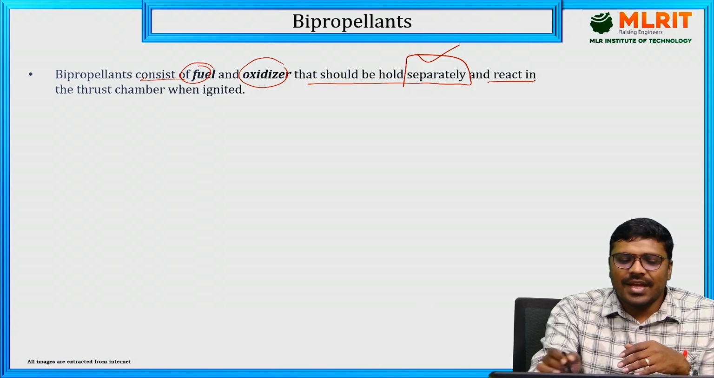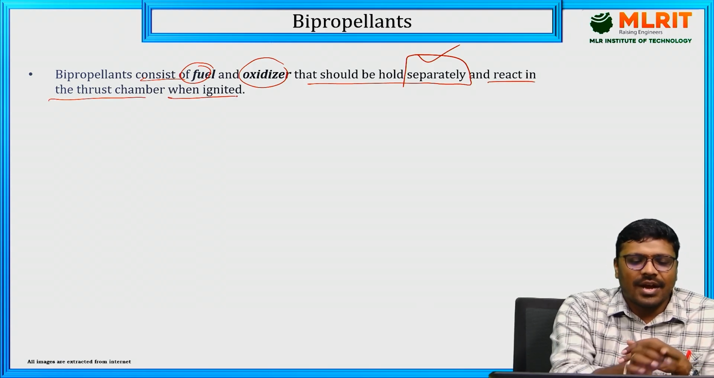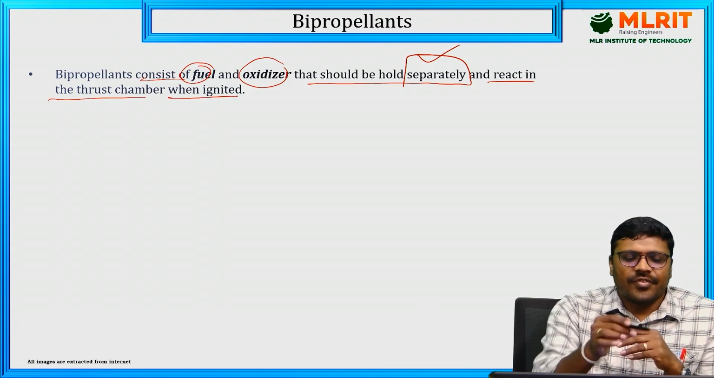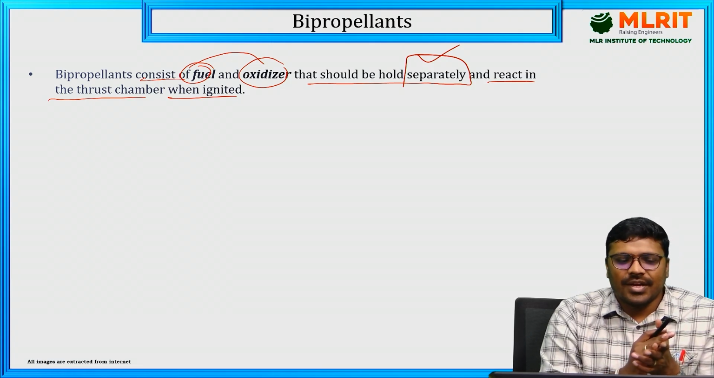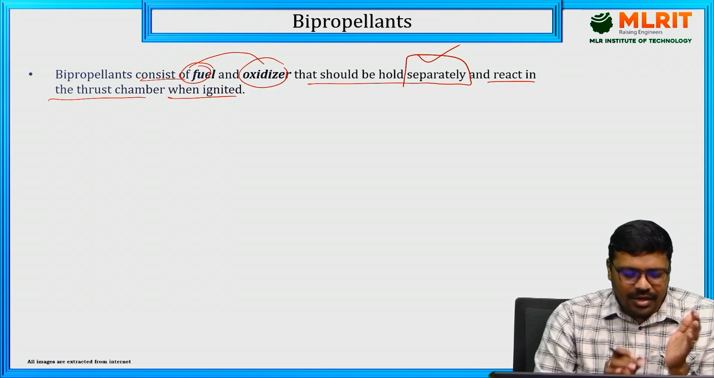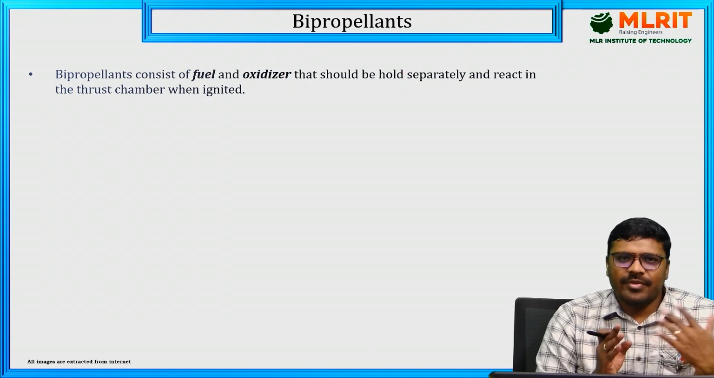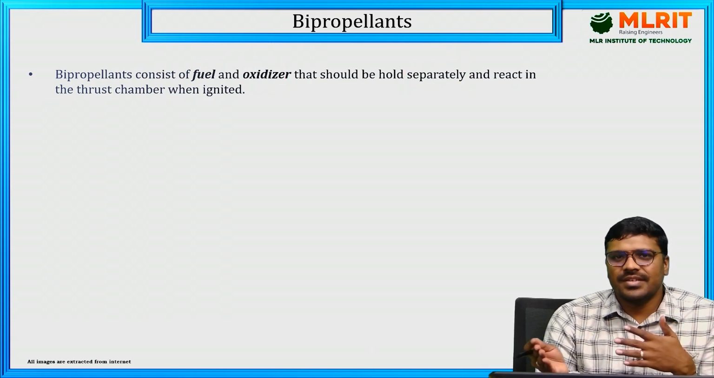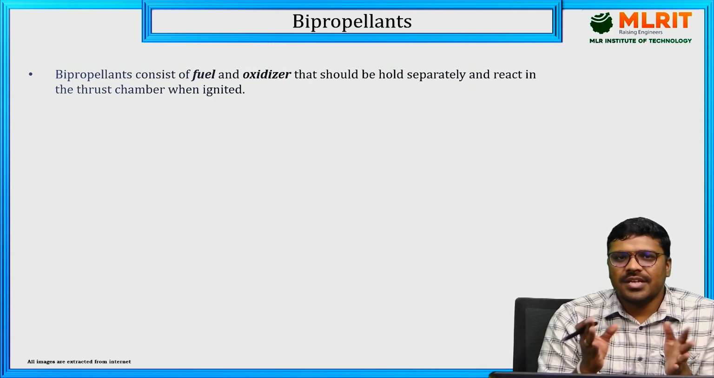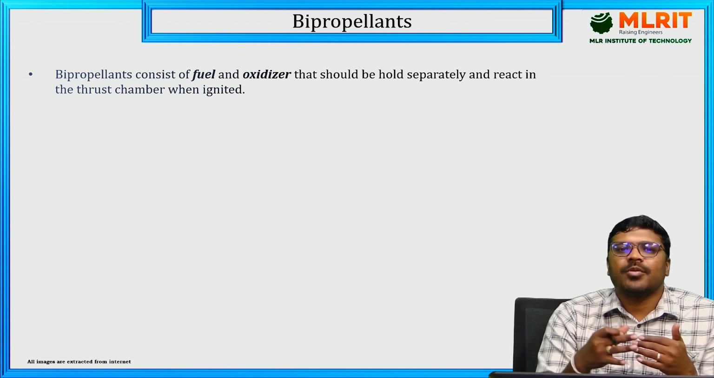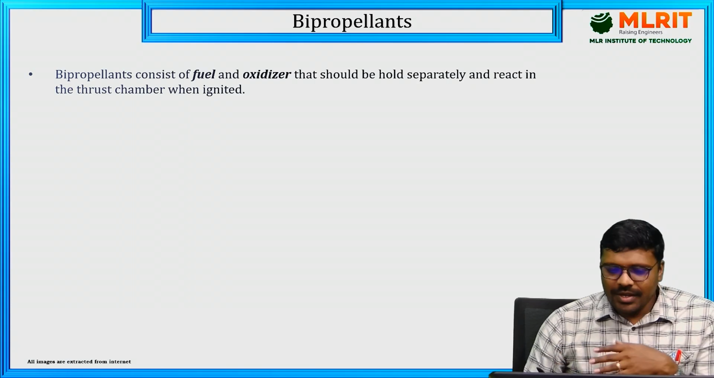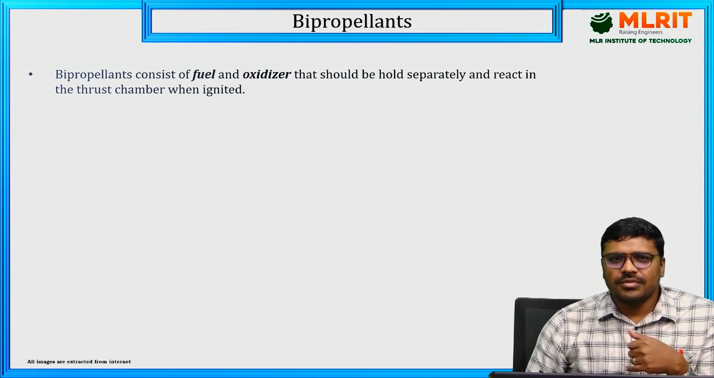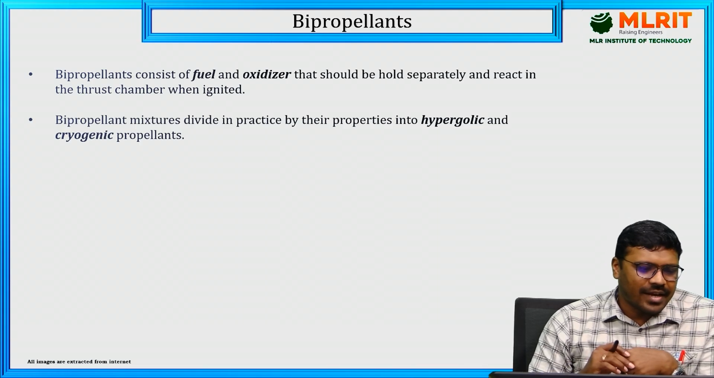They react in the thrust chamber when ignited. The fuel and oxidizer react with each other when we start ignition. These types of propellants are called bipropellants. Oxidizer plus fuel becomes the propellant. So here we have to store propellants in two tanks. Definitely two propellant tanks are required here.